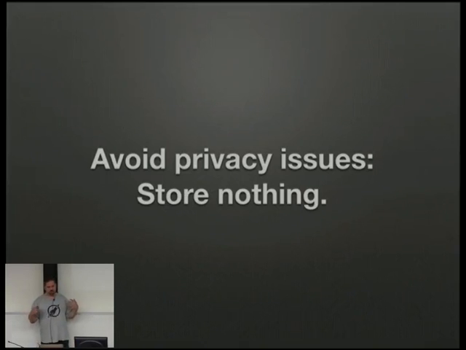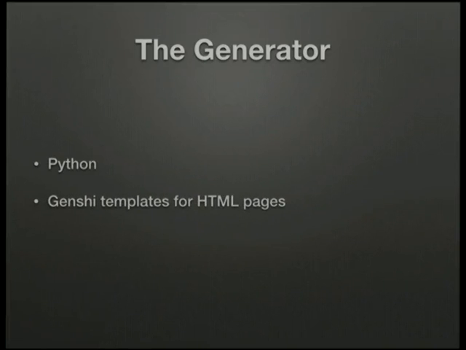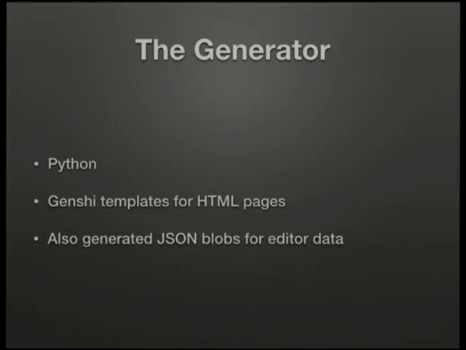So the first version of this site I ran for the 2010 election. There were a few major parts to it. There was a generator, a Python script, that used Genshi to generate a bunch of static HTML pages. It also generated JSON blobs that the editor used. Speaking of which, the editor was, strangely enough, written in JavaScript. It used jQuery, and there's a jQuery plugin called Sortable that allows you to drag and drop edit things like tables and lists.